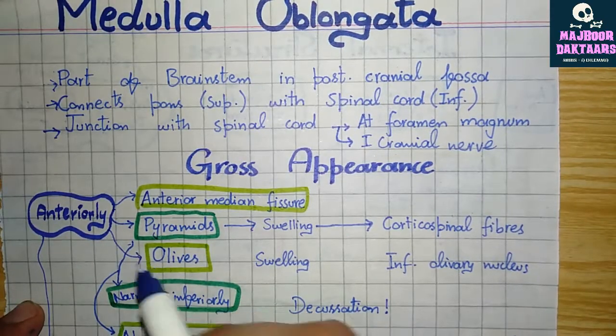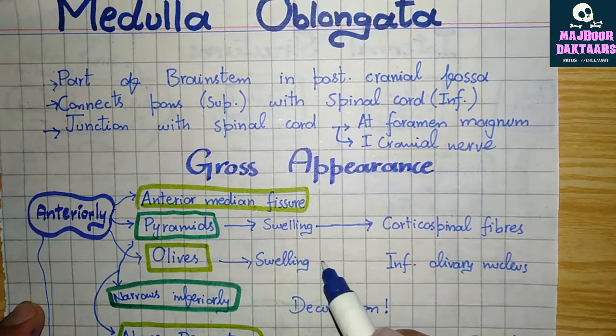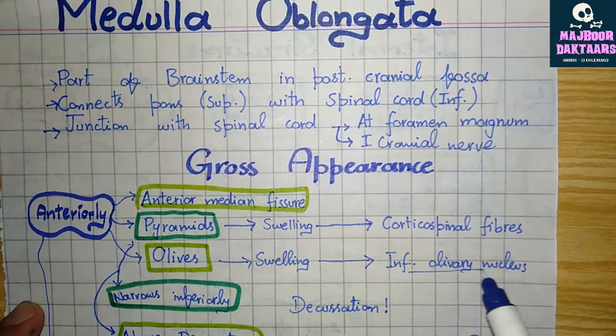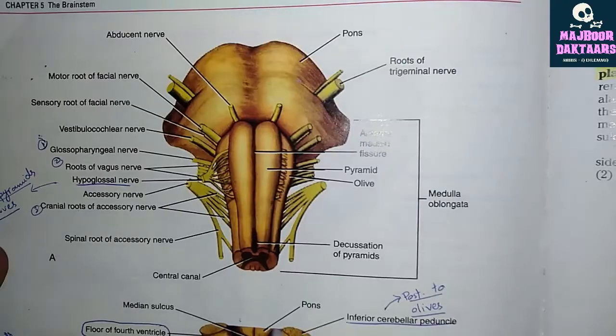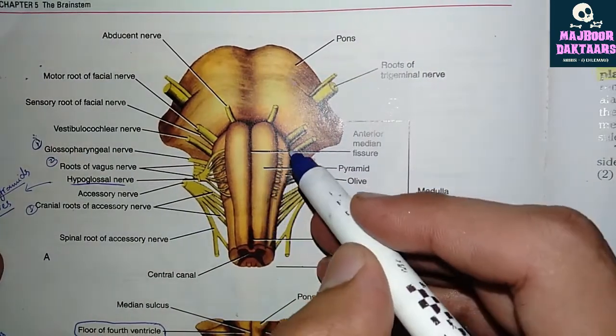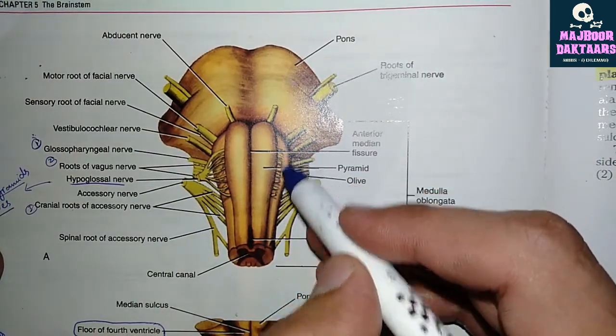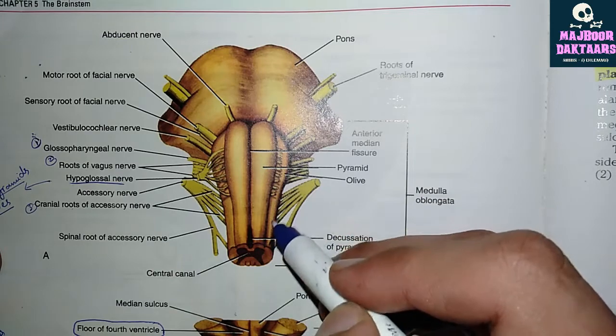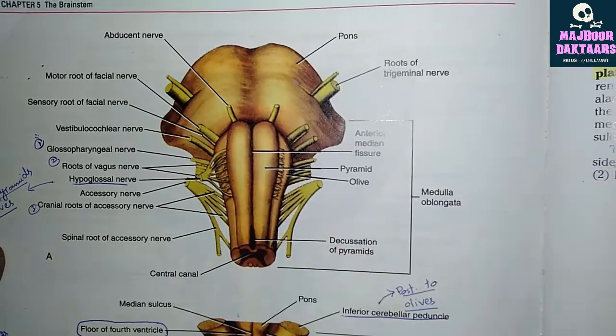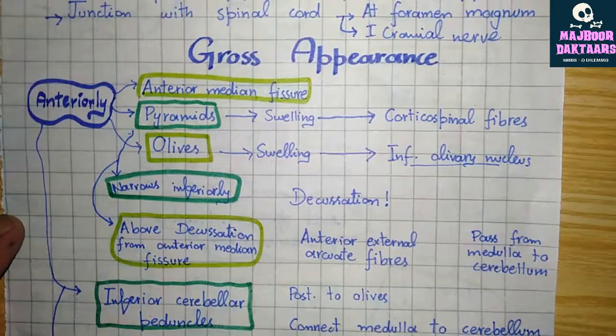Further lateral to the pyramids are the olives, which are the swellings due to the inferior olivary nucleus. These are the pyramids, and posterolateral to them are the olives. These are the olives present on both sides, the swelling of the inferior olivary nucleus.